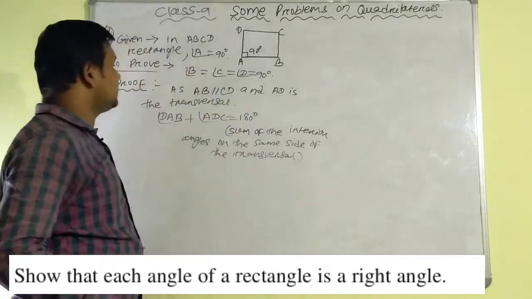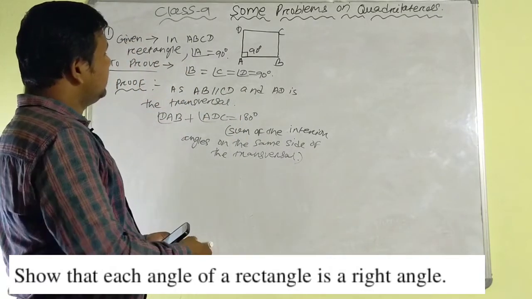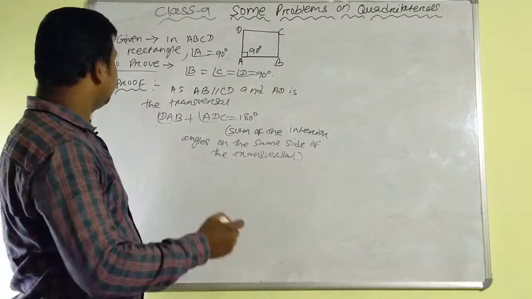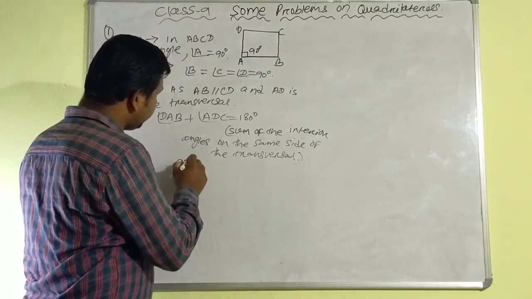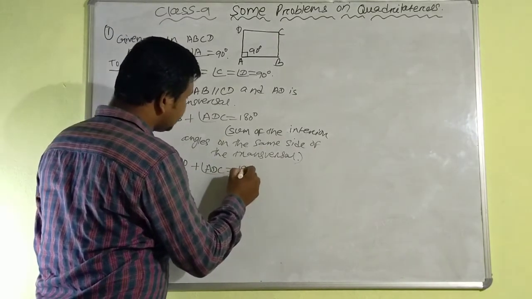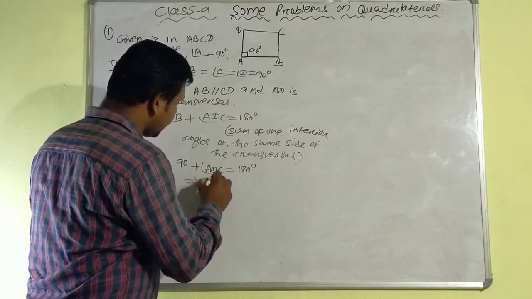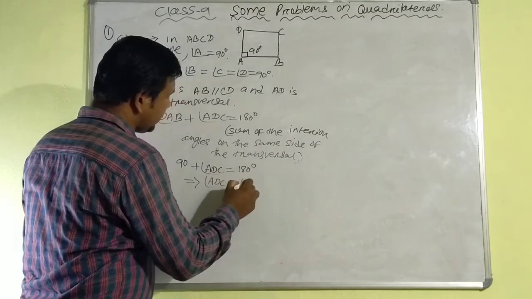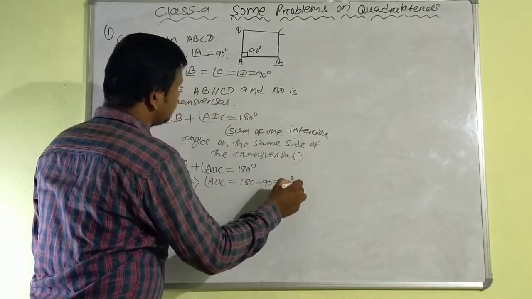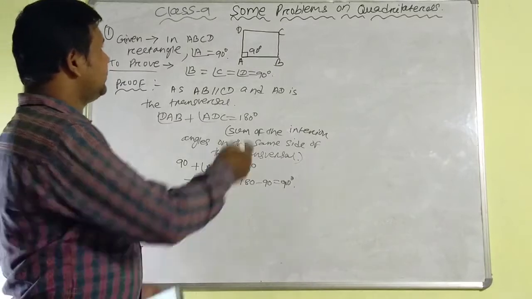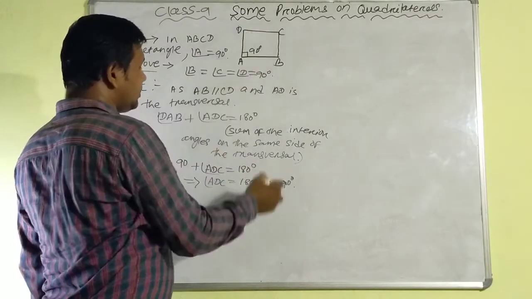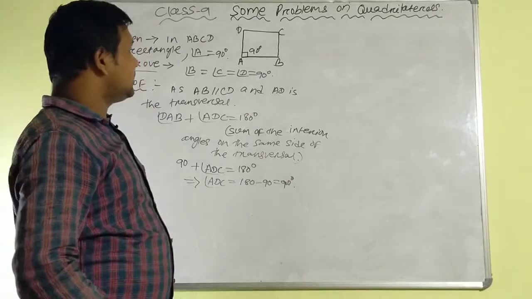So due to this reason these two angles sum to 180 degrees, but angle A is given as 90 degrees. So put here 90 plus angle ADC equal to 180 degrees. So angle ADC equal to 180 degrees minus 90, that is 90 degrees. Okay, we got angle A already given 90, and angle D now also we got 90 degrees.